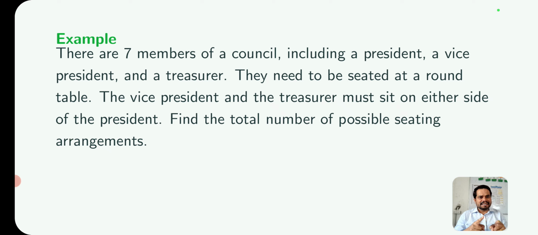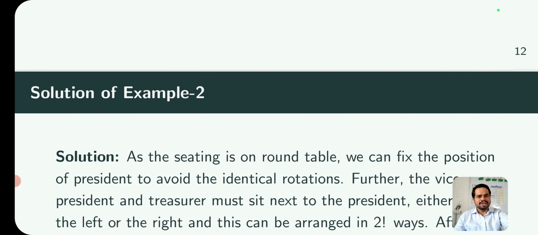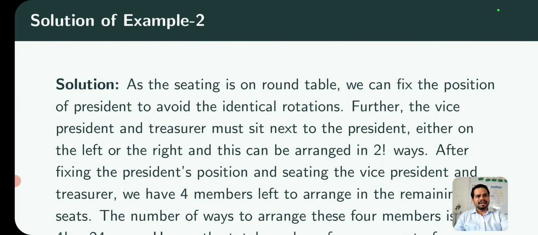It is either side of that president. Yes. So this is the movement, and we have to find the circular permutation. So let us see here the solution. As they are sitting at a round table, we can fix the position of that president. After that, the vice president and treasurer, both these two, are seated either side of that president. Yes, either the left side or the right side.